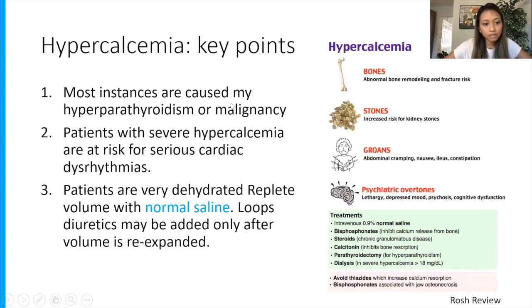So yeah, jaw osteonecrosis is mentioned in the bottom on the right. That is a side effect. So some key points, basically, if they're hypercalcemic and symptomatic, replete their volume with normal saline.